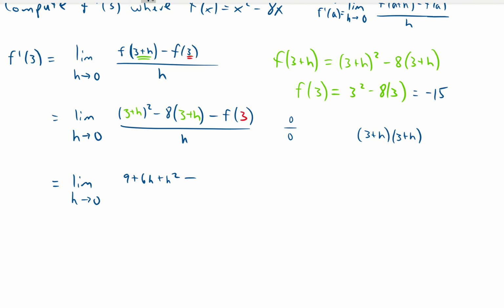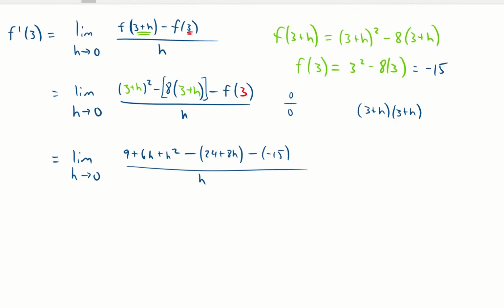Then we're subtracting. Now be careful here, because we're subtracting 8 times 3 plus h, which would be minus 24 plus 8h when we distribute, but the whole thing has to be subtracted. And we already established that f of 3 is negative 15. We'll simplify that in a little bit here. So now we're just working on simplifying that fraction.